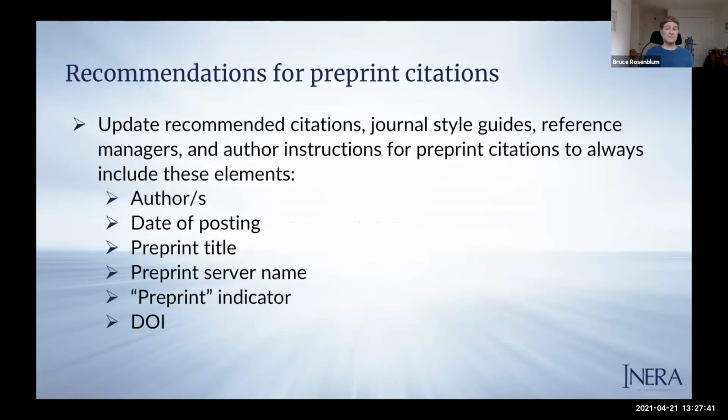So our recommendations for preprint citations, and we'd love to see all the major style guides do appropriate updates, all the journals that don't follow major style guides do updates, and updates in reference managers such as EndNote, Zotero, and so on, and author instructions as well, is that when you're citing a preprint, it's required that you have at least the first author, the date that it's posted, the preprint title, the name of the preprint server, some sort of an indicator that it's a preprint, and finally the DOI for that preprint.